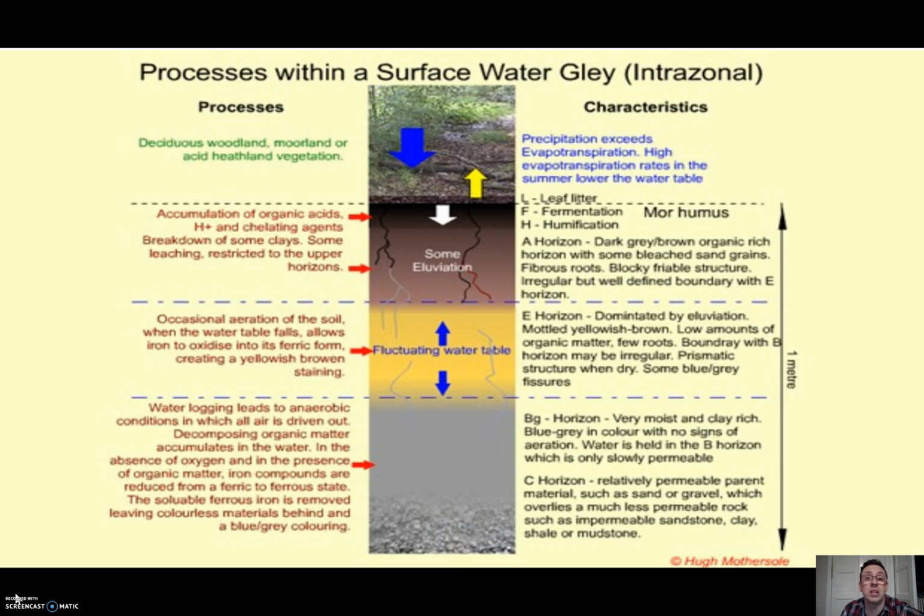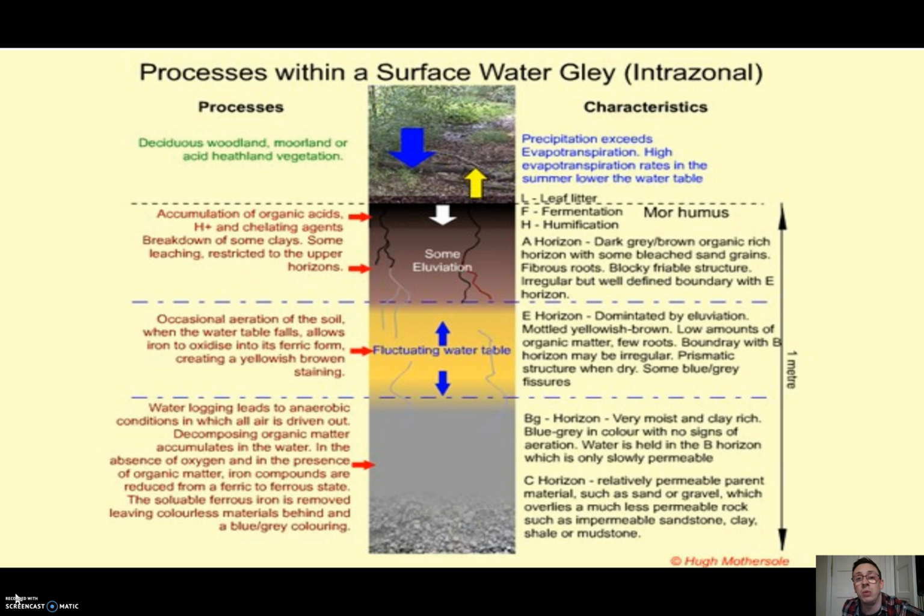Now, as I say, we do get some of these minerals and materials being broken down in the horizon, which does tend to give it a kind of dark brown colour. However, we do see a fair amount of leaching happening here, which is going to drive a lot of these nutrients out of this top A horizon.